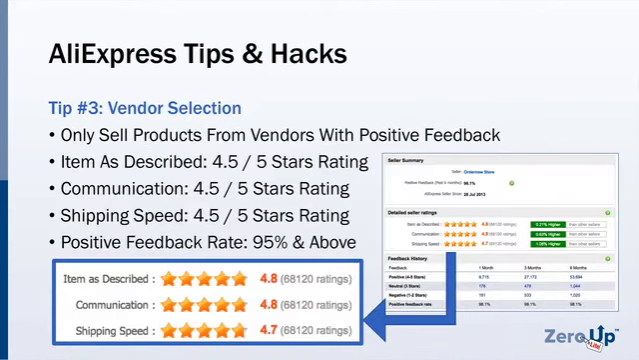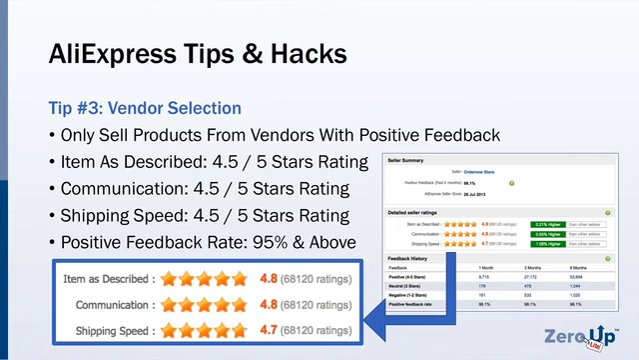Number 3, vendor selection. This is an additional research that you want to do to make sure that you are working with the right vendor. Now, under the vendor selection, you only want to sell products from vendors with positive feedback. There are so many people that can create an account on AliExpress in China. Obviously, you want to work with the people that have positive feedback. And there are 3 requirements that you want to look at.